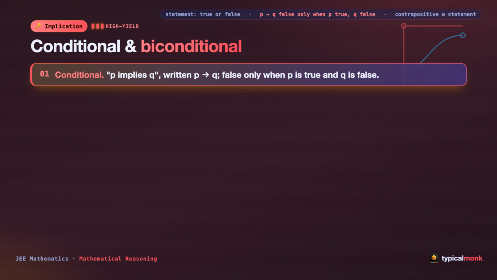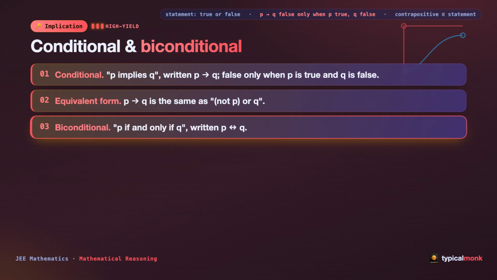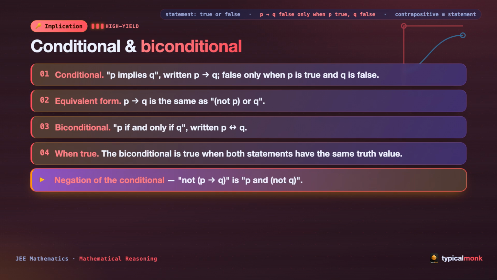Now the implication and its cousin. The conditional P implies Q is false only when P is true and Q is false. The equivalent form: P implies Q is exactly the same as not P or Q. The biconditional, P if and only if Q, goes both ways. It is true when both statements have the same truth value. The negation of the conditional P implies Q becomes P and not Q, a conjunction, not another conditional.